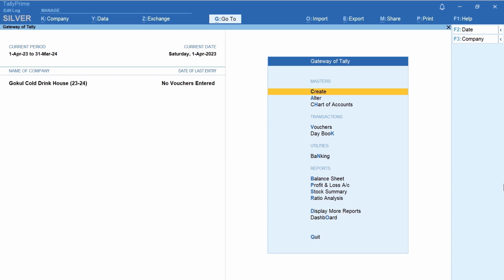Thank you, sir. When you scan the next QR code in the book, you will be able to know more about the gateway of Tally, the top menu bar, and more about the right button bar.